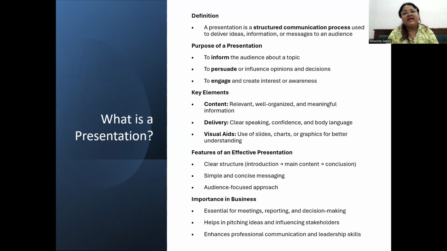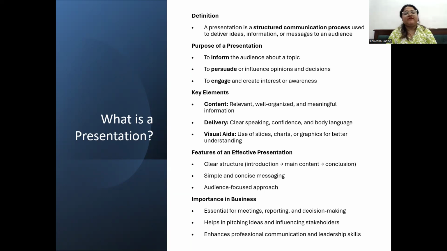So, what are the key elements of a presentation? The main basic key elements are content, delivery, and visual aids. What is content? Content is the relevant information, organized in a meaningful and well-organized way, to deliver clearly, speaking with confidence and with your body language. And visual aids are the use of slides, charts, or graphics to make people understand better.